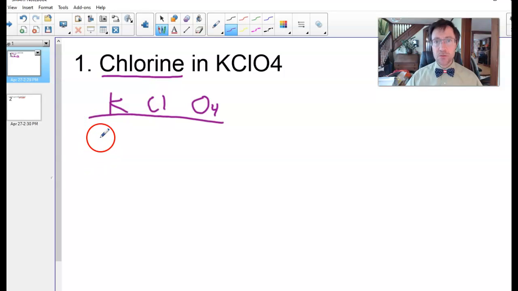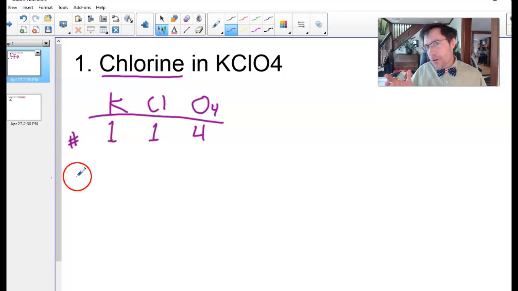And just like we did with the charges for metals, the first thing we're going to have here is the number. So how many potassiums do we have here? We have one potassium. We have 1 chlorine. And how many oxygens do we got? 4. Absolutely.